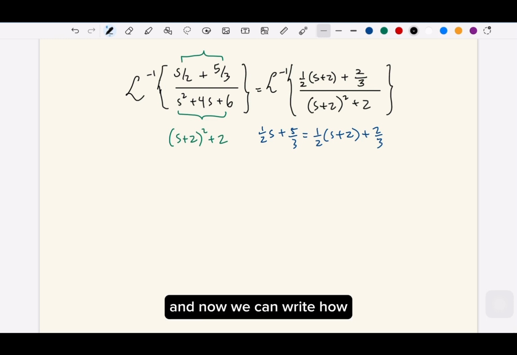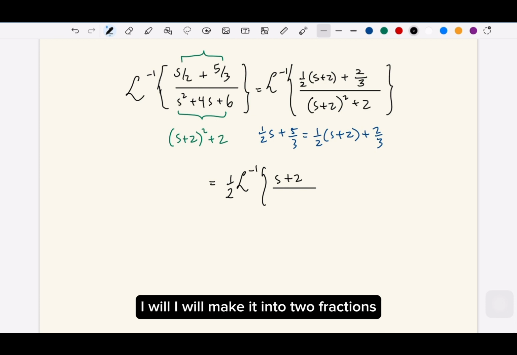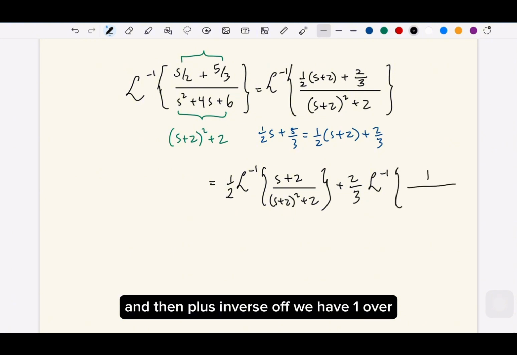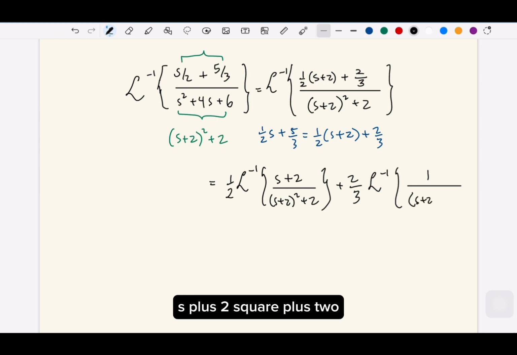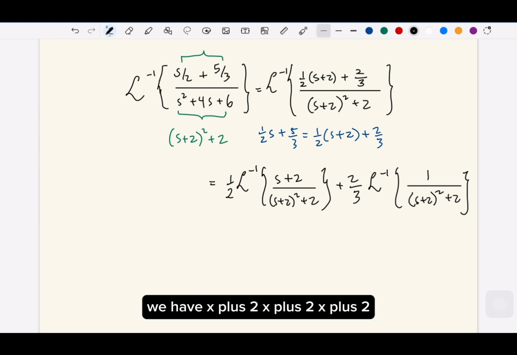And now we can write half Laplace inverse, and the top will be s plus 2. I will make it into two fractions. This will be s plus 2 squared plus 2, the first one. The second one, 2/3 Laplace inverse of 1 over s plus 2 squared plus 2. And now we see that we have s plus 2, s plus 2, s plus 2.